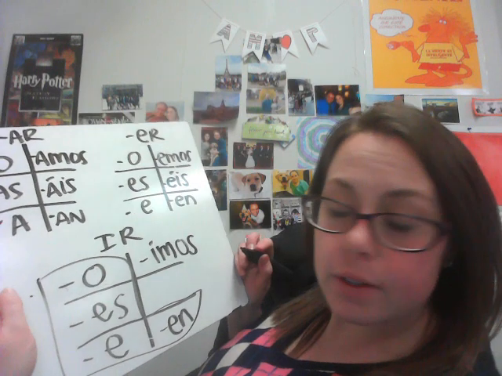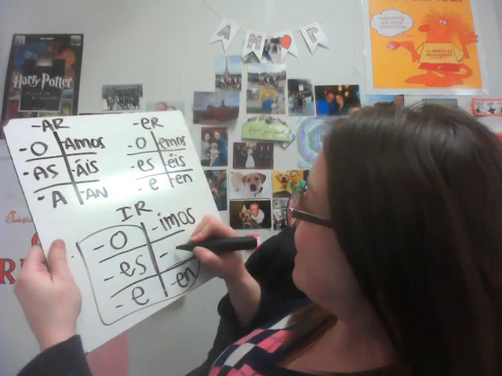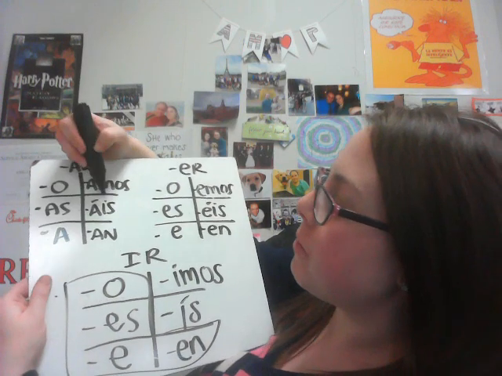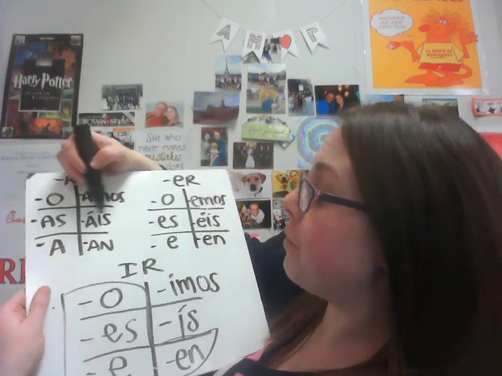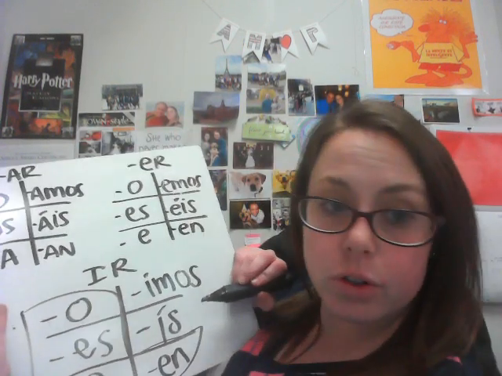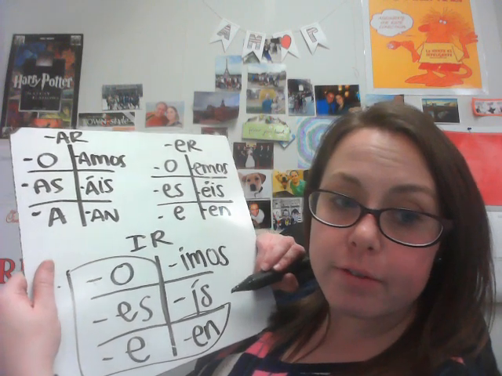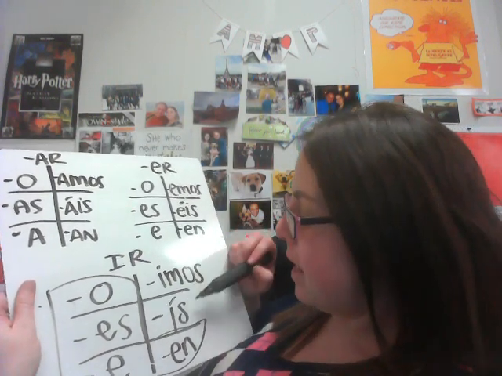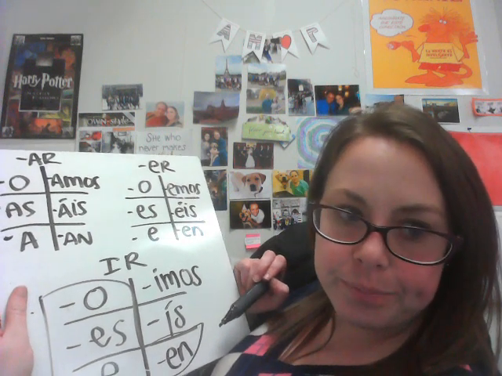So instead of emos, I have imos. Now the vosotros is a little bit different. It's ís, I with an accent, S. So whereas in my AR and ER forms I had 3 letters, in my vosotros form for IR verbs I only have 2. So my endings for IR verbs are o, es, e, imos, ís, en. All right?